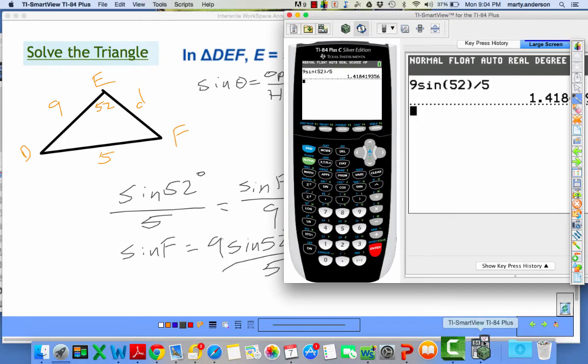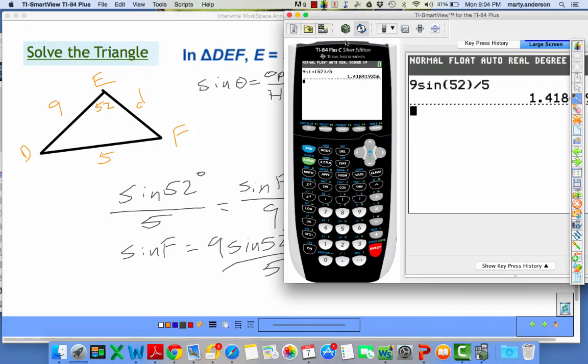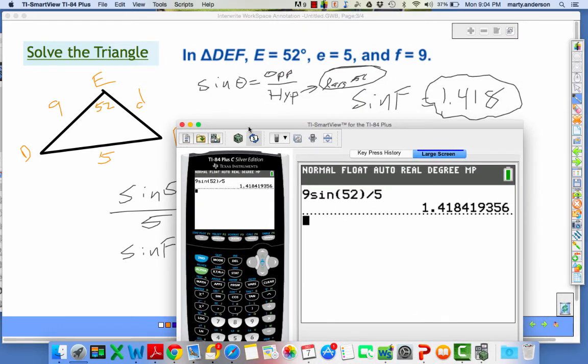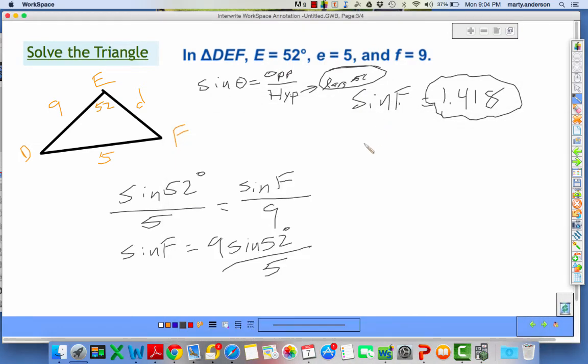So when I go back here, even if you didn't recognize that, the next step is to take the inverse sine. In order to solve for f, I need f equal to the inverse sine of 1.418.